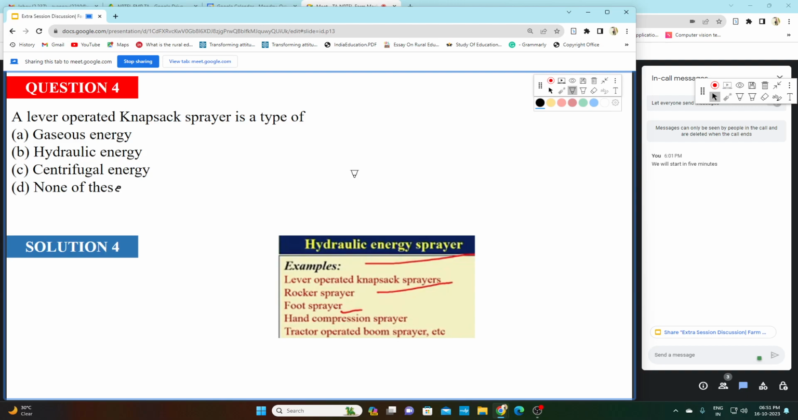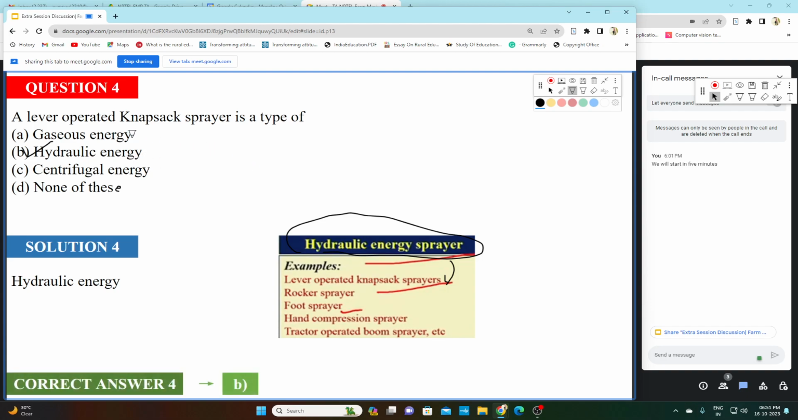So for breaking the liquid into smaller droplets, we need energy, and that energy can be provided either in gaseous form, hydraulic form, or centrifugal energy form. This hydraulic energy sprayer is the most common type of sprayer, and in that also this lever operated knapsack sprayer is one of the most important types of sprayer. So option B is your correct answer, hydraulic energy. Your lever operated knapsack sprayer is operated by hydraulic energy.